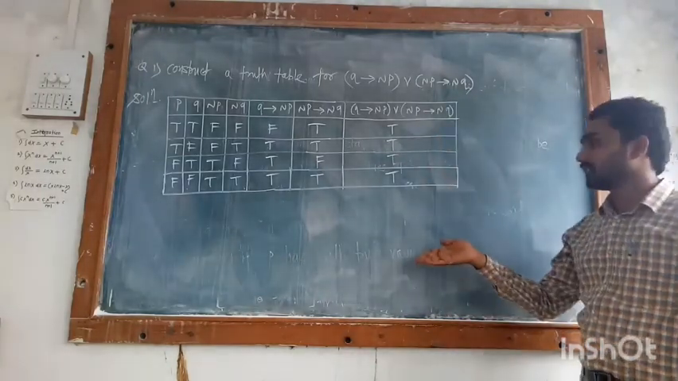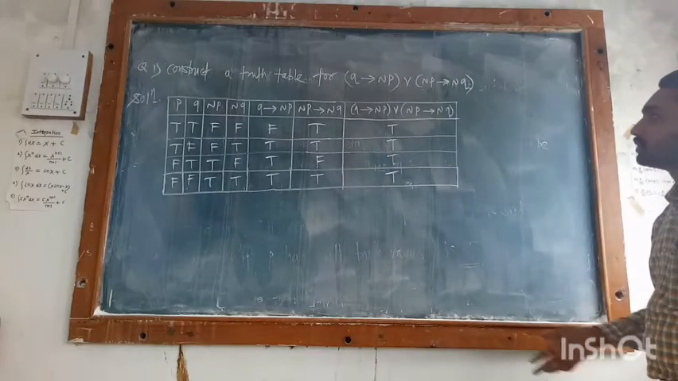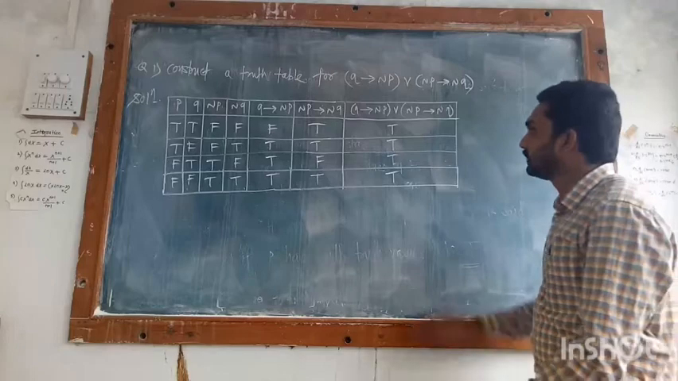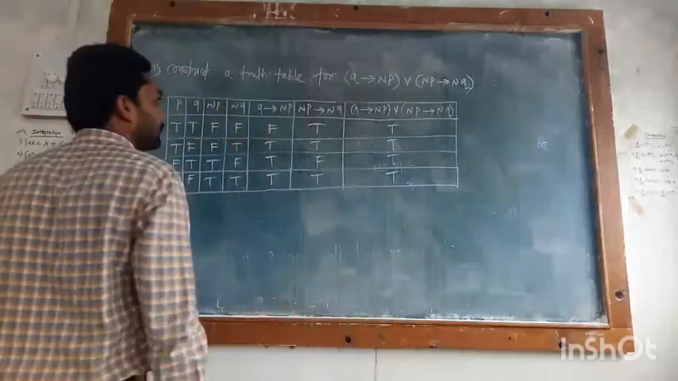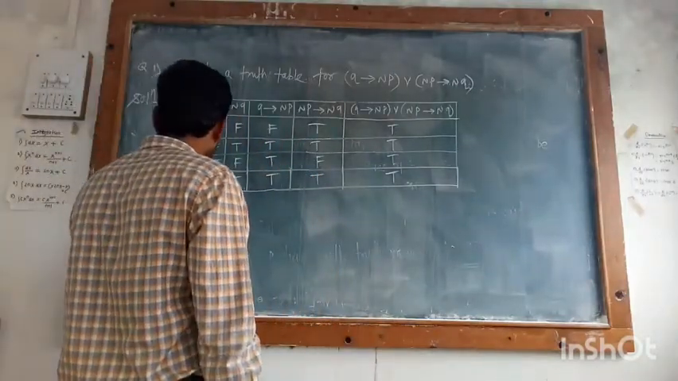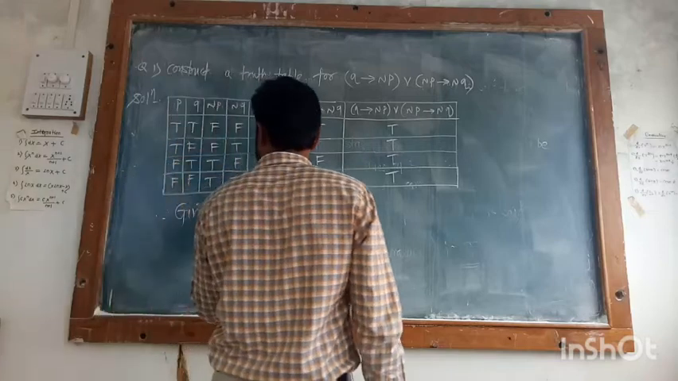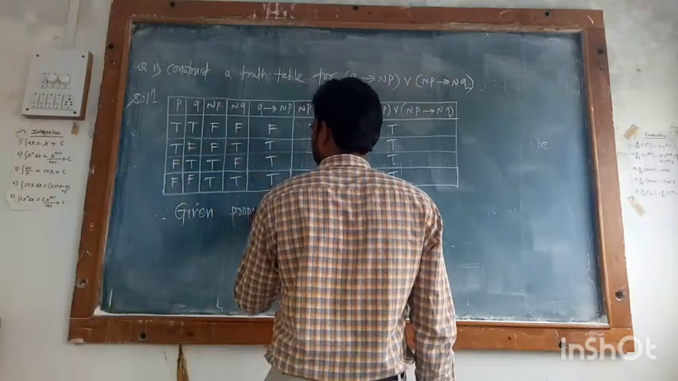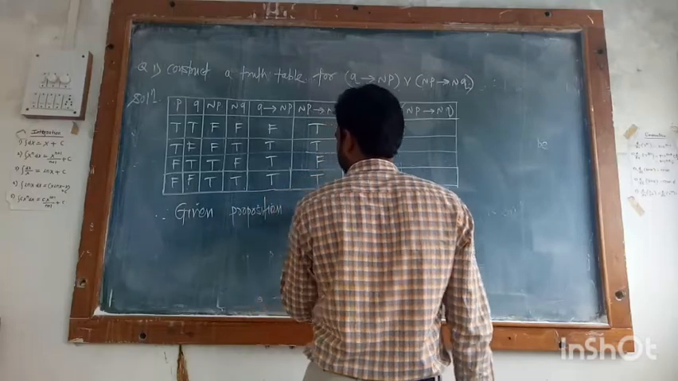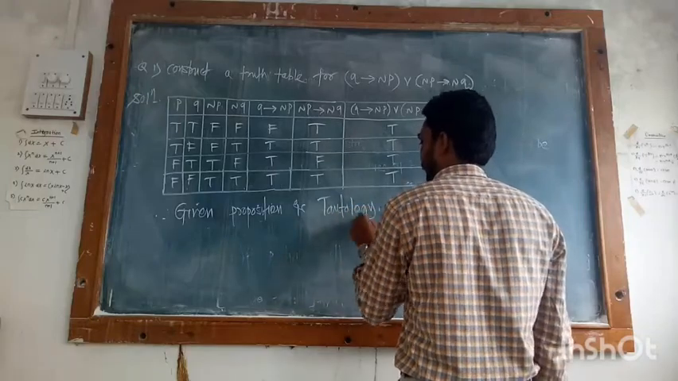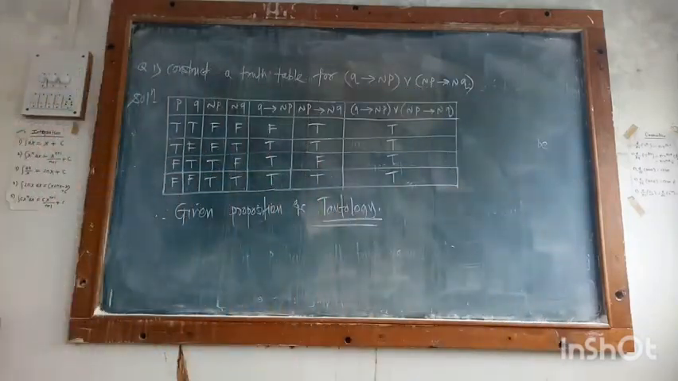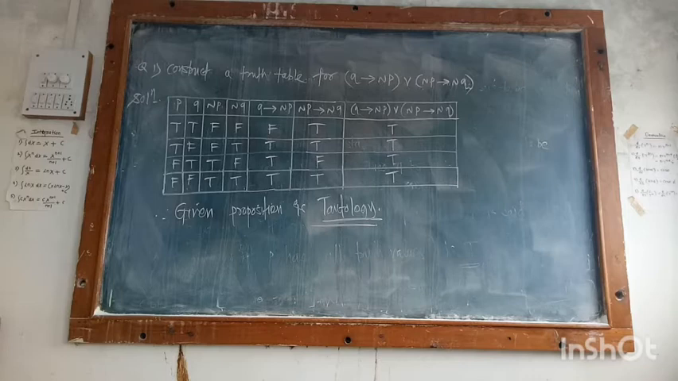Earlier we discussed what is meant by tautology. So your given statement is a tautology, right? Because all truth values are T. So your given compound statement is a tautology. Why is it a tautology? Because all truth values in your last column become T. Therefore, your given statement is a tautology.